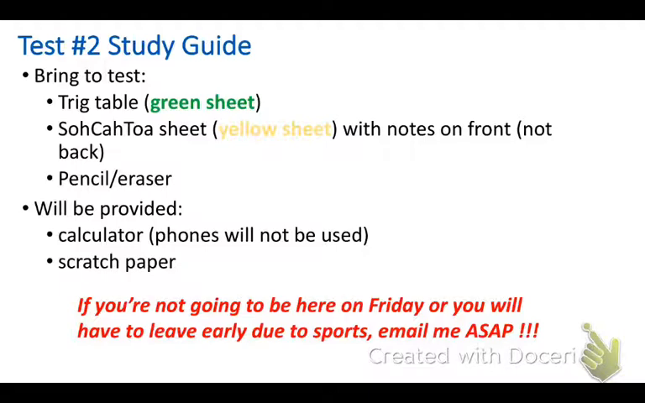So the screen in front of you says the Test 2 study guide, which I'm going to go over with you. Just some reminders. Please bring to the test your trig table, which is the green sheet, and your SOHCAHTOA sheet, which is the yellow one with the color pictures on it. Remember, you can put notes on the front of the SOHCAHTOA sheet, not the back. This is instead of a 3x5 card. Also bring a pencil and eraser. Things that will be provided are calculators. Phones will not be used or even seen during the test. And also scratch paper.